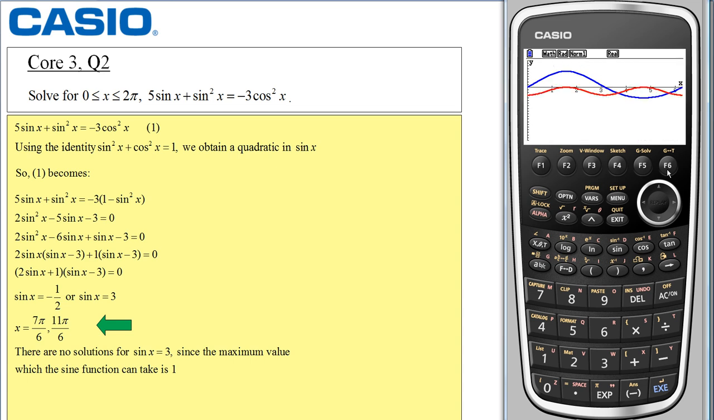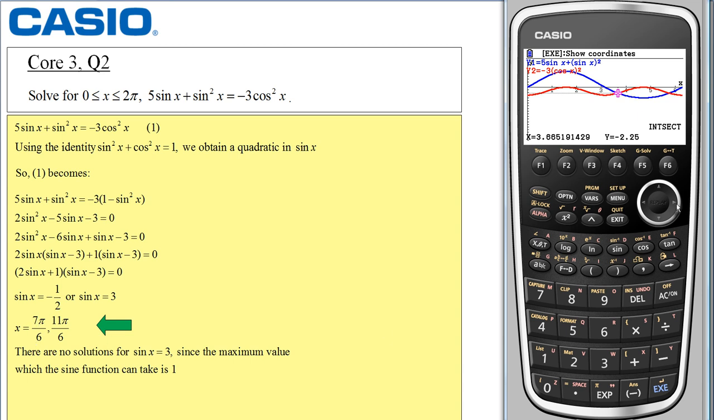It's now easier for me to see the points of intersection here and here. And if I select Gsolve F5 and F5 again for intersect, the first point of intersection is here with an x coordinate of 3.665 and so on. Well, that's actually 7 pi over 6, and an easy calculation will confirm that.